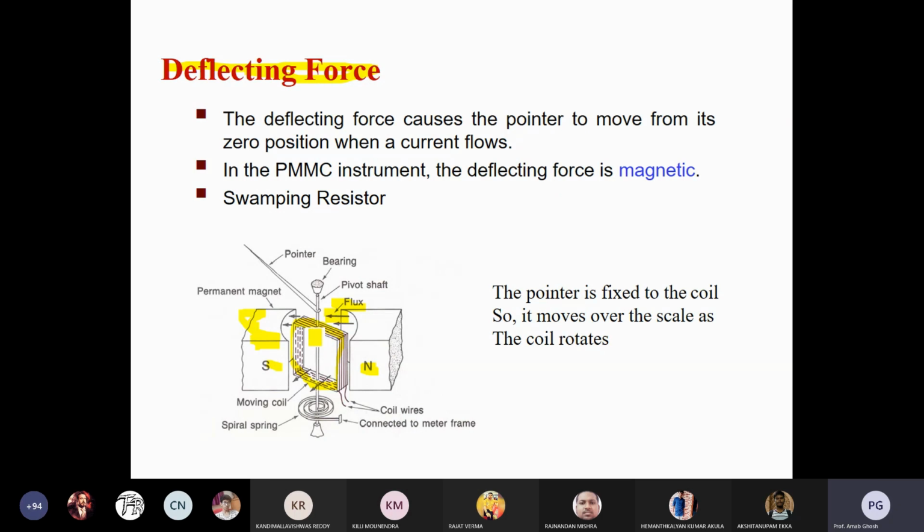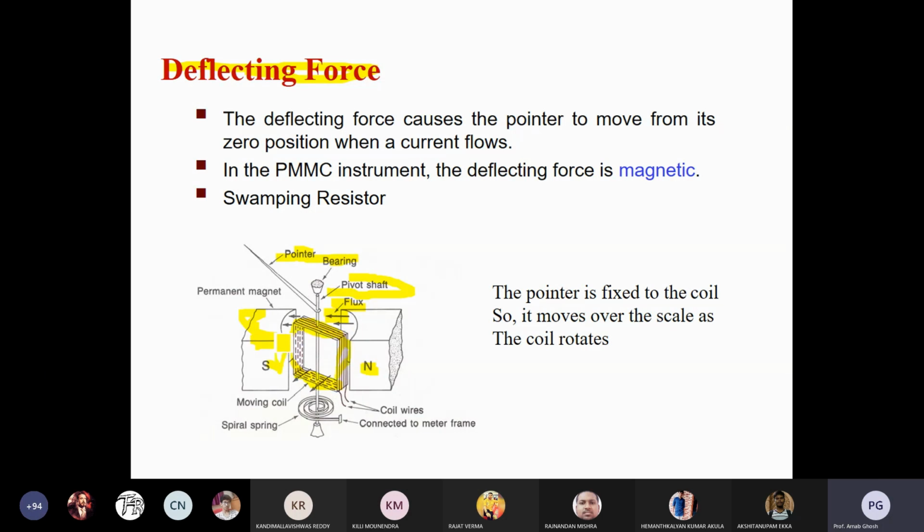These are important points: the pivot shaft, which is holding it, also known as the pivot shaft. And the moving coil, here you can see, this portion is the moving coil. Some core is there for holding your coil. Here you can see the springs. Two springs are there, one spring on the bottom side, another spring on the top side. It is not mentioned here, but one spring will be there.